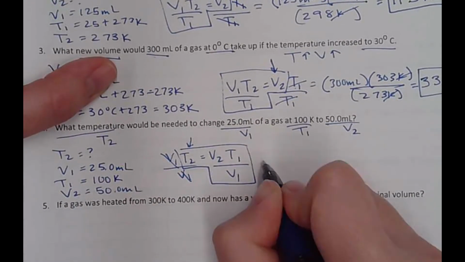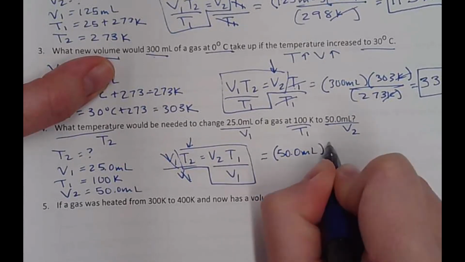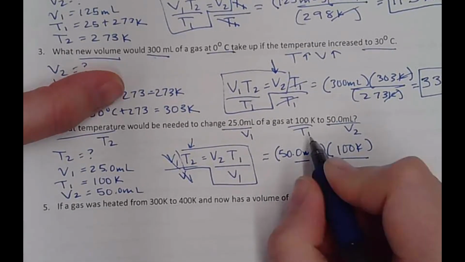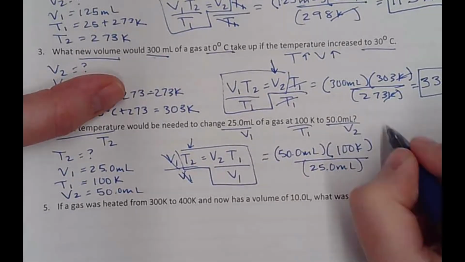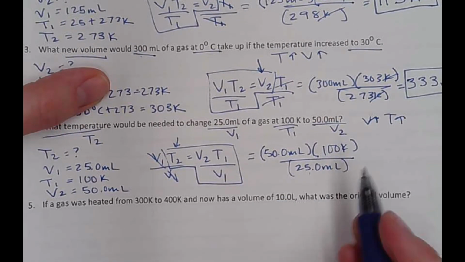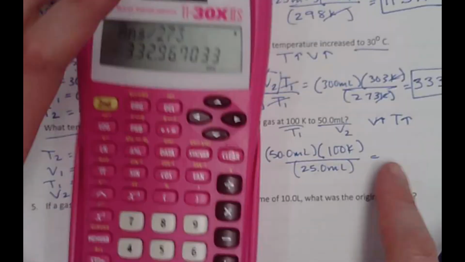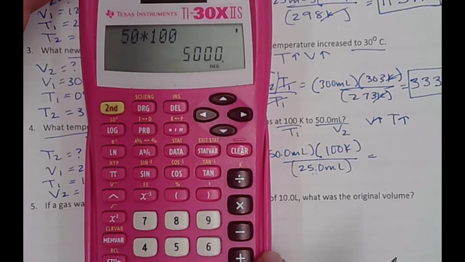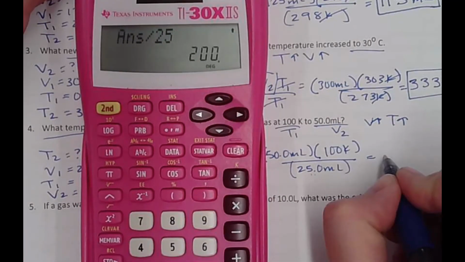So I have volume 2, which is 50 times my initial temperature of 100 Kelvin and the volume 1 of 25. I can see that this is going to work out because my volume goes up, which means temperature should go up, and 50 out of 25, that is double. So you should be able to realize that that's simply going to double because 50 times 100 is 5,000, divided by 25 is 200.